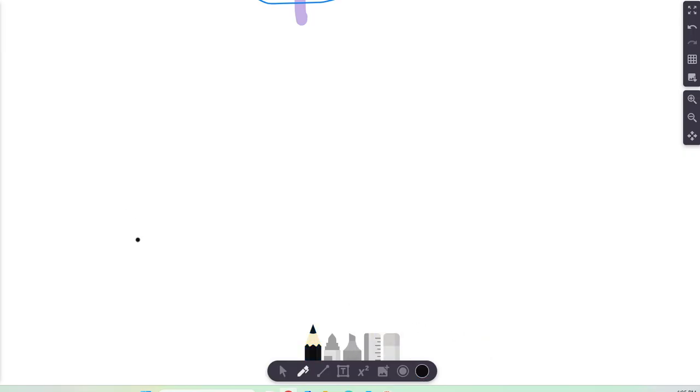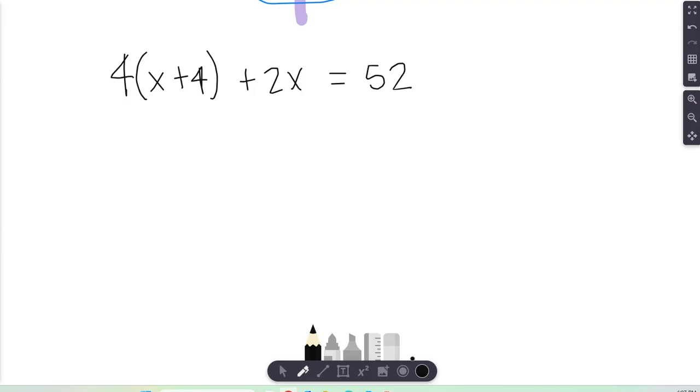Okay. So let's try this one. We're at 4 times x plus 4 in parentheses plus 2x is equal to 52. Okay? I see parentheses, so I want to distribute first. So let's do that. 4 times x is 4x. 4 times the positive 4 gives us plus 16. Bring all of this down.